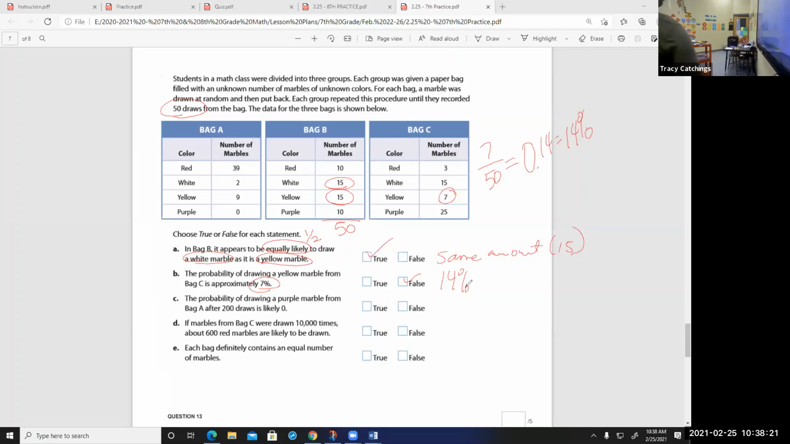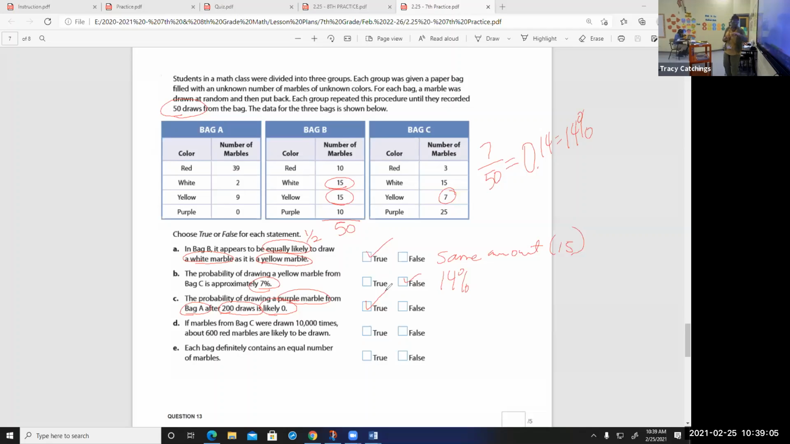C says the probability of drawing a purple marble from A after 200 draws is likely 0. All right, find bag A and find purple. How many we got? 0. So if I do that 200 times, it'll still most likely be what? Yes, that is true. If I don't have none now, if I keep doing it according to this experiment, I still won't have it.